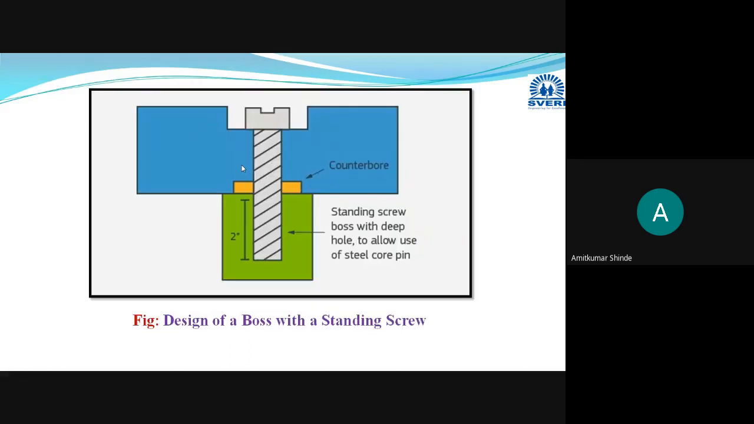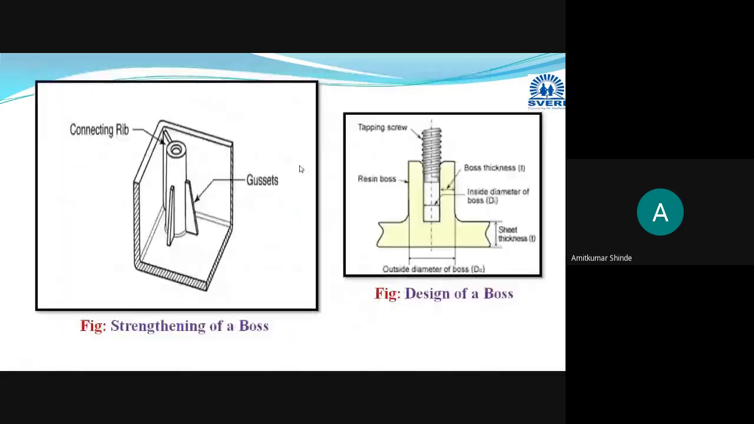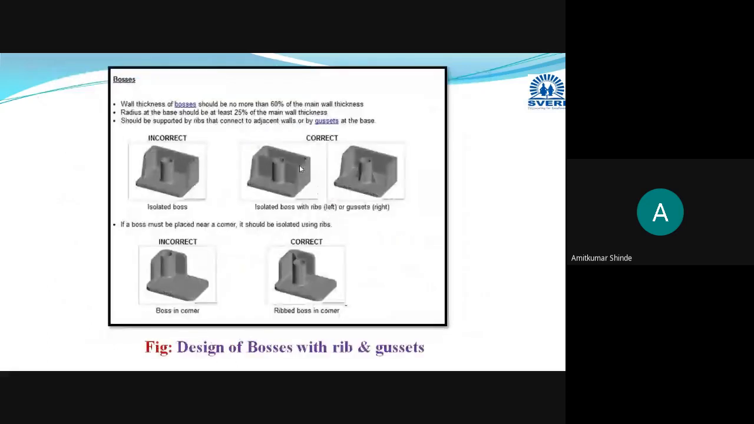This green portion, you can say that this is the boss. With the help of this boss, the screw will enter in this boss, and it will be helpful for doing the assembly of different plastic parts, that will be termed as boss. In this way, the screw will be fitted in this cylindrical portion, and this is the boss. This center cylindrical portion is the boss.